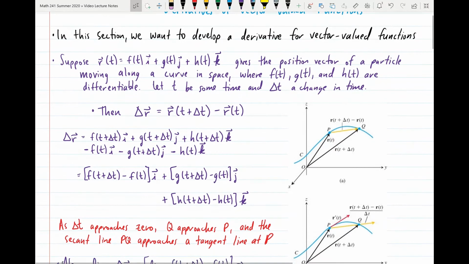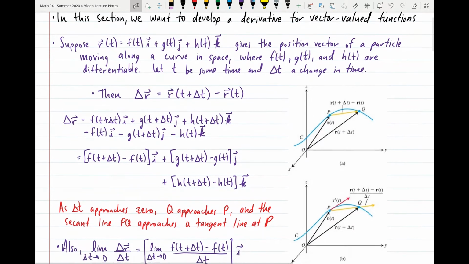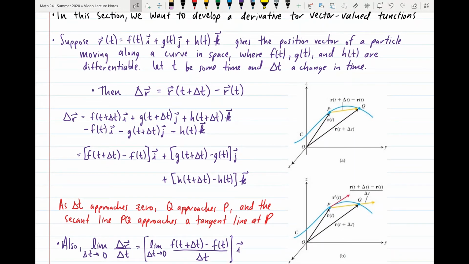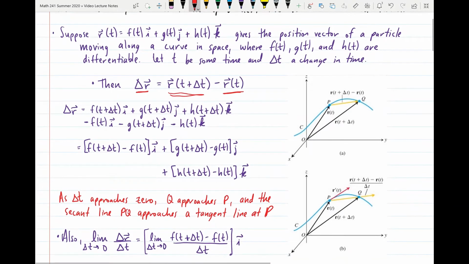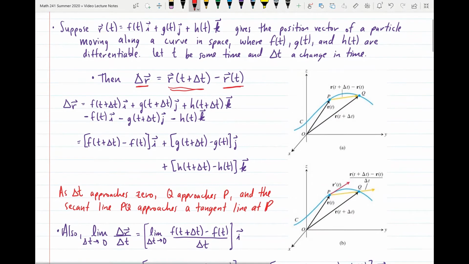And let t be some time, and let delta t represent some change in time, whatever it might be. Then the change in the position vector is going to be given by the position vector at t plus delta t minus the position vector at t. Again, this should closely resemble how we started developing the derivative for regular real-valued functions.